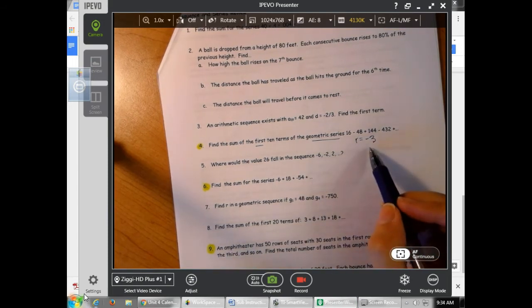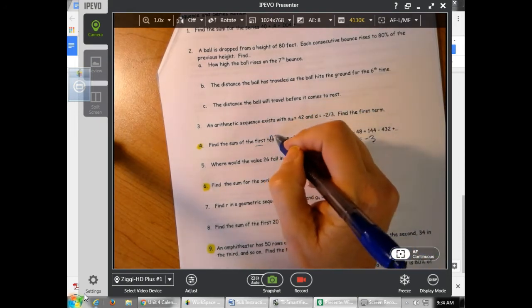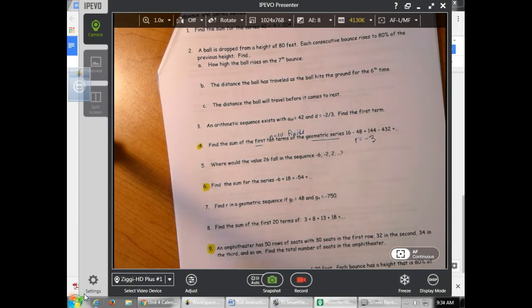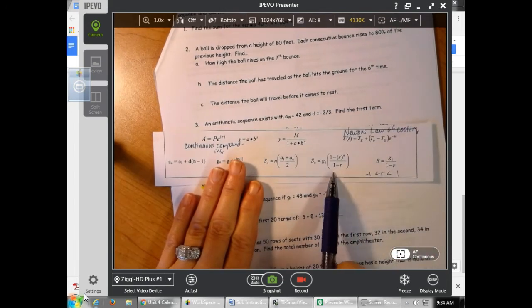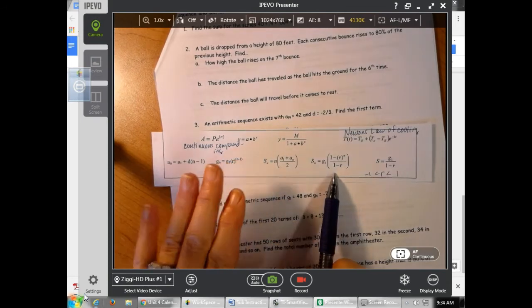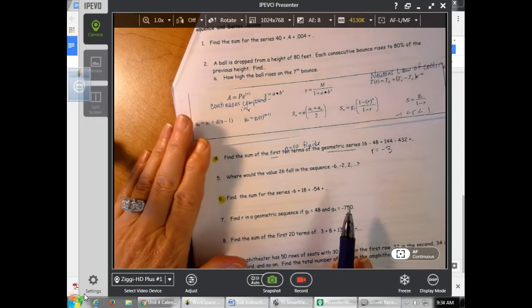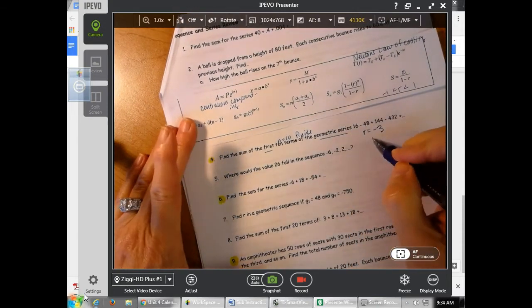So I need to know that to get started. So we have our R of -3, and we want to sum through the first 10 terms. So that means n is 10, and this is going to be a finite geometric formula that we're going to look for. So we're going to be using this formula right here. Now this is one of the more complicated formulas. I'll leave that right there and fill everything in for you.